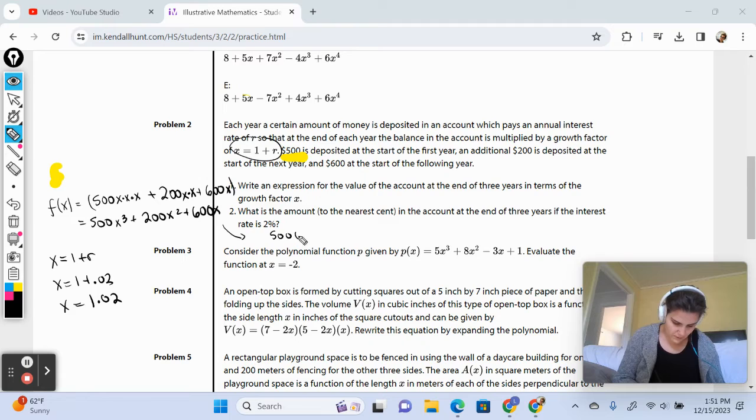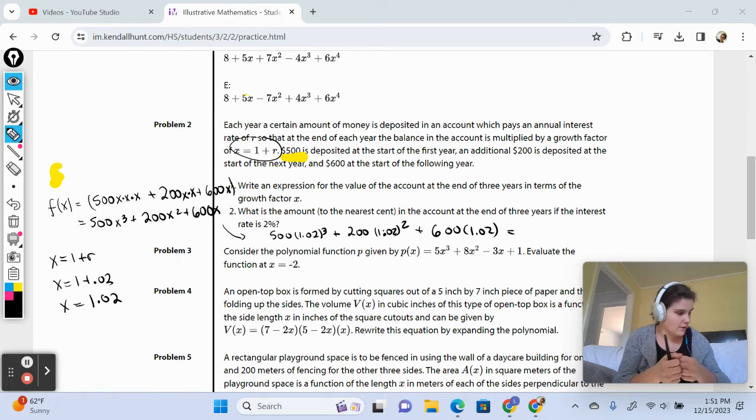That's going to be 500 times 0.02 cubed plus 200 times 0.02, the decimal, cubed, plus 600 times 1.02. We put that into a handy dandy calculator, calculate.